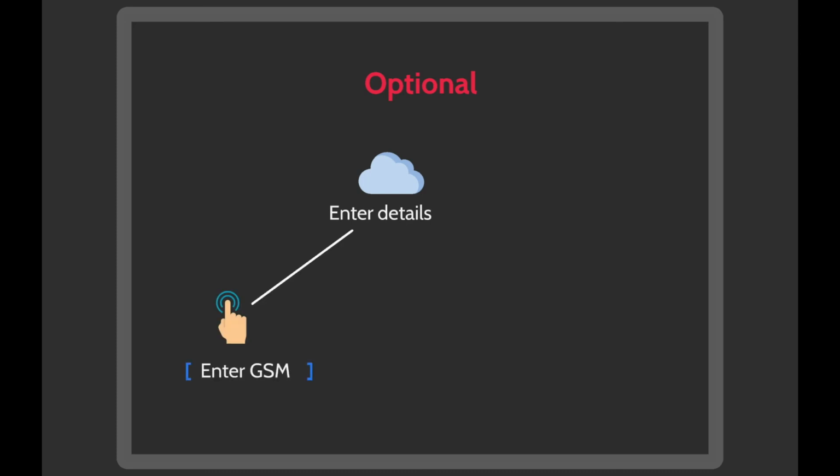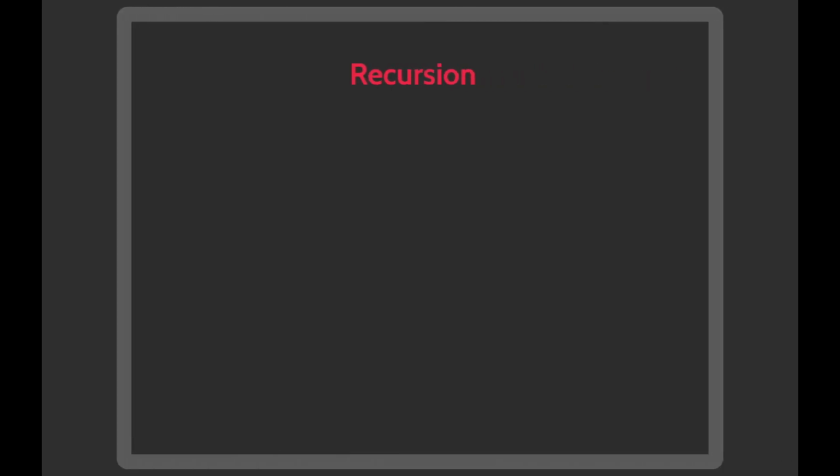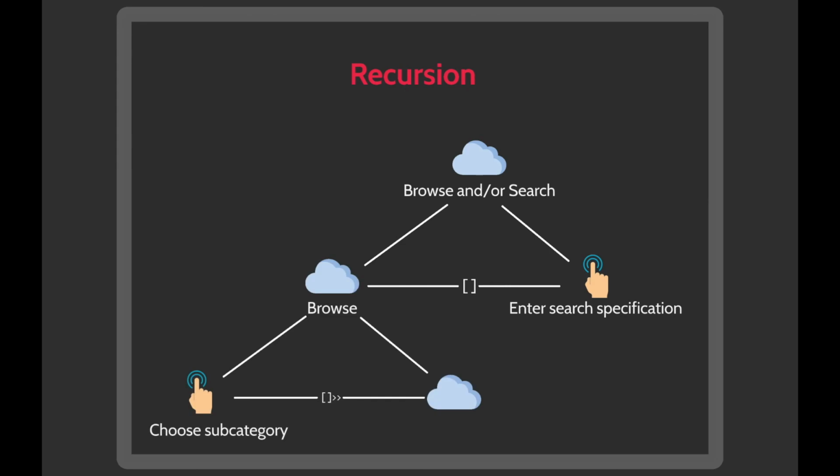We can also express recursion. If we want to do that, we have to decompose the task and then use this task again, like you can see in this example. A user can browse for a product. Browsing is done by selecting a subcategory, after which the user can again browse. And we express this like that, by using brackets.